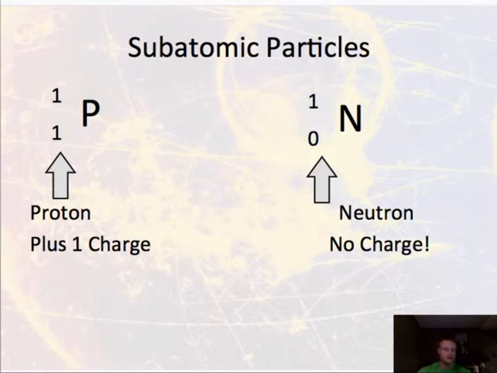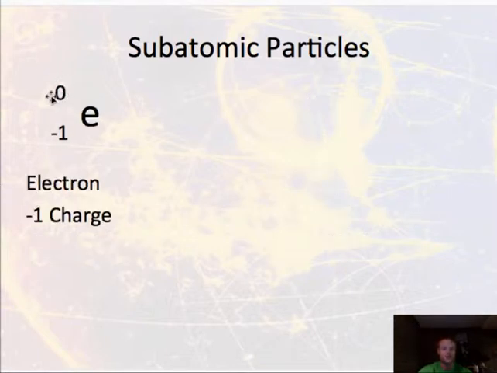What would an electron look like? That's a great question. An electron would have no mass. Okay, so notice this is 0 up here. And what charge does an electron have? It has a -1 charge. And the symbol for an electron is typically an E. So kind of weird to see it like this, but this is how they do things with nuclear physics.